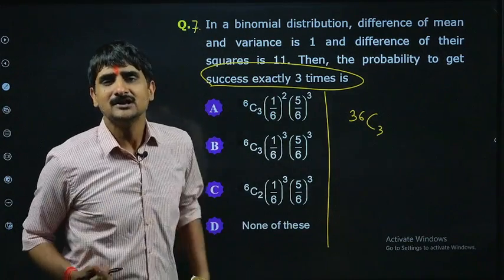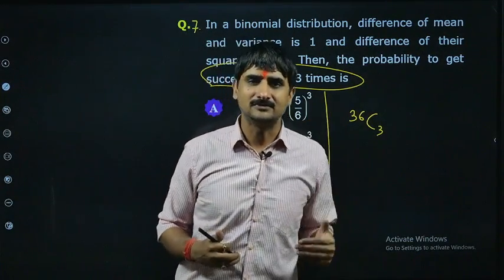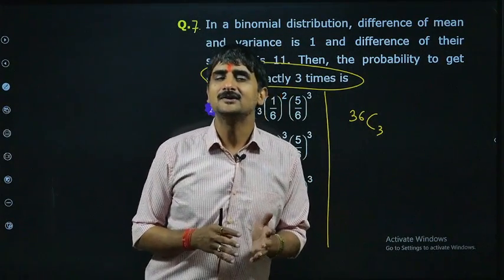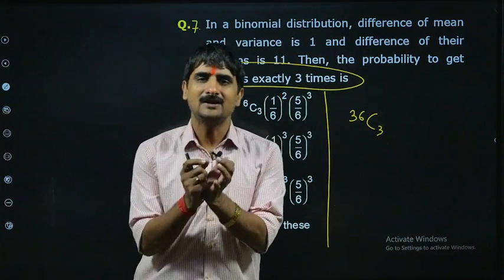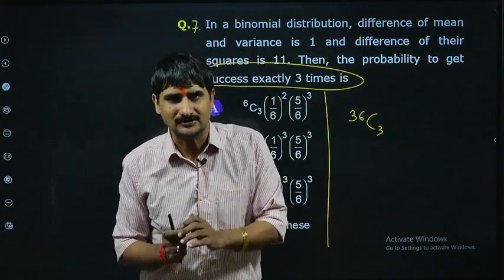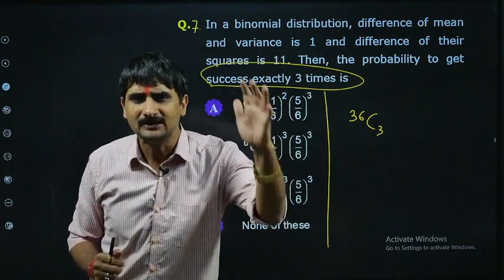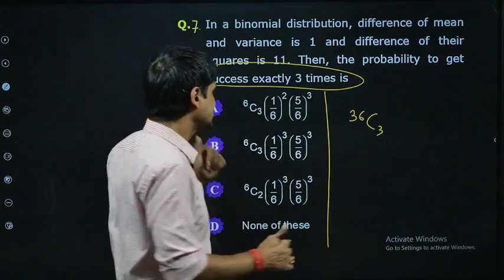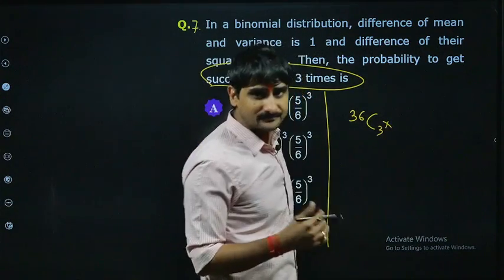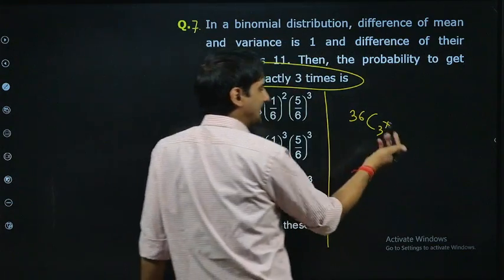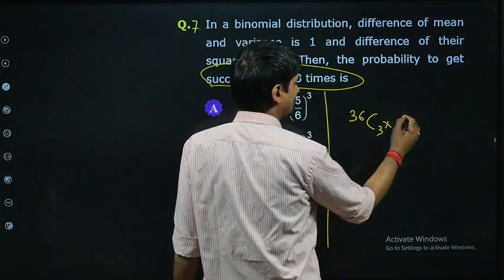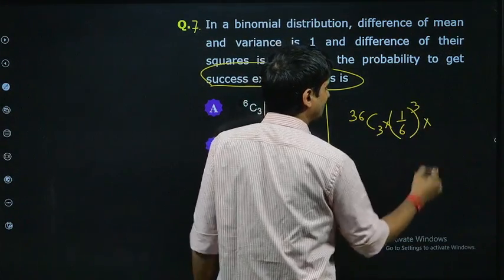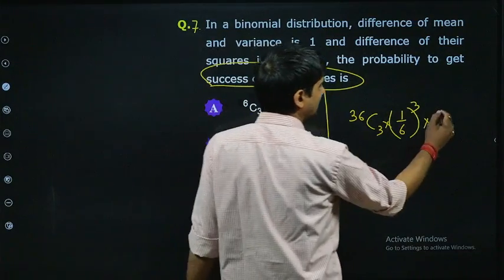So in how many ways? Out of 36 repetitions of the experiment, in how many ways can you have success 3 times? You can have it in 36C3 ways. Any 3 attempts out of 36, you have to select 3 attempts out of 36. So 36C3 ways, and then the number of times it happens is 1 by 6 raised to the power 3, and the number of times it does not happen is 5 by 6 raised to the power 33.